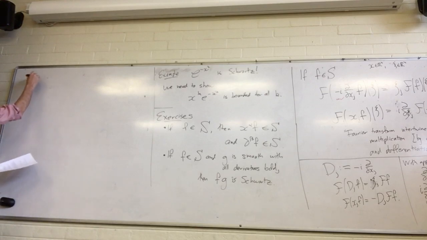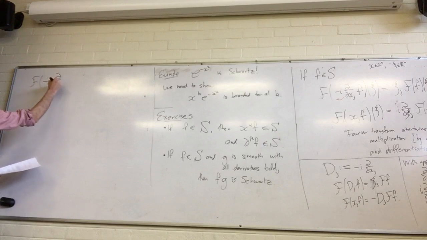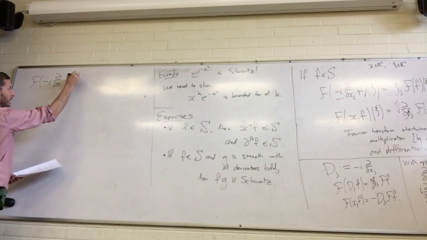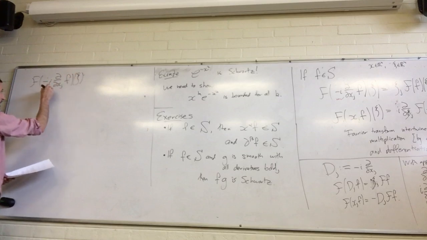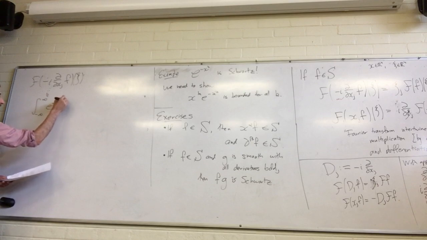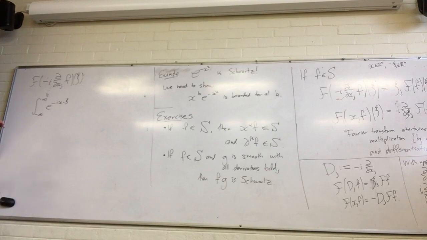So just look at the Fourier transform of minus i d by dxj of f at the point xi. By definition, this is the integral from negative infinity to infinity of e to the minus i x times xi. Sorry, I did switch here at some point without telling you from working on R to working on R^n. Hopefully it didn't scare you too badly.